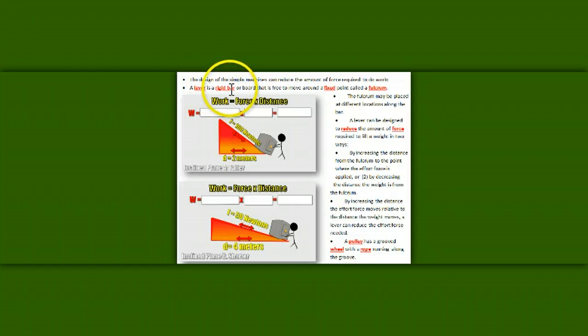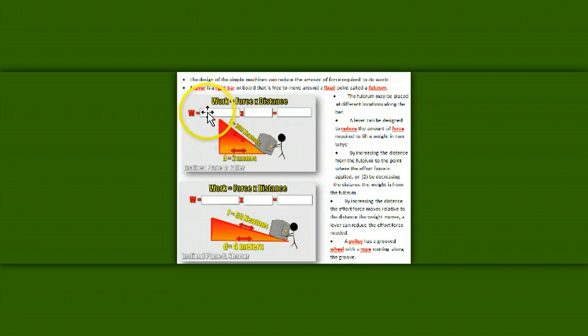A lever is a rigid bar or a board that is free to move around a fixed point called a fulcrum. The fulcrum may be placed at different locations along the bar. A lever can be designed to reduce the amount of force required to lift a weight in two ways. And I'm going to show you a picture of that in just a moment. Now you should have had that work equals force times distance.